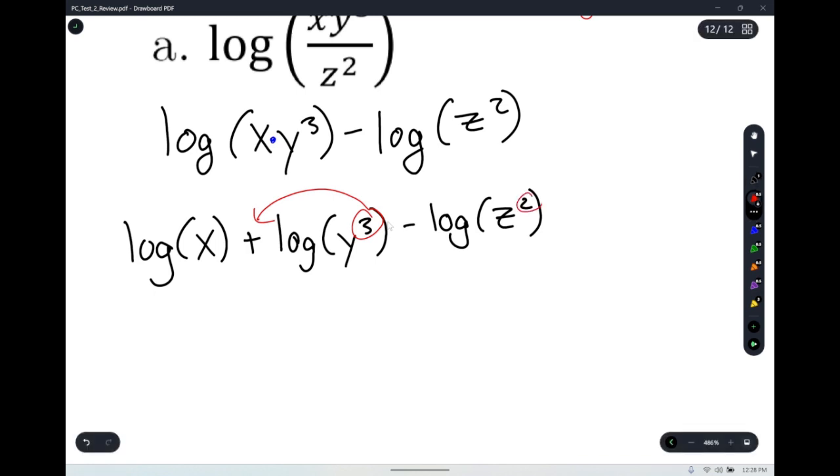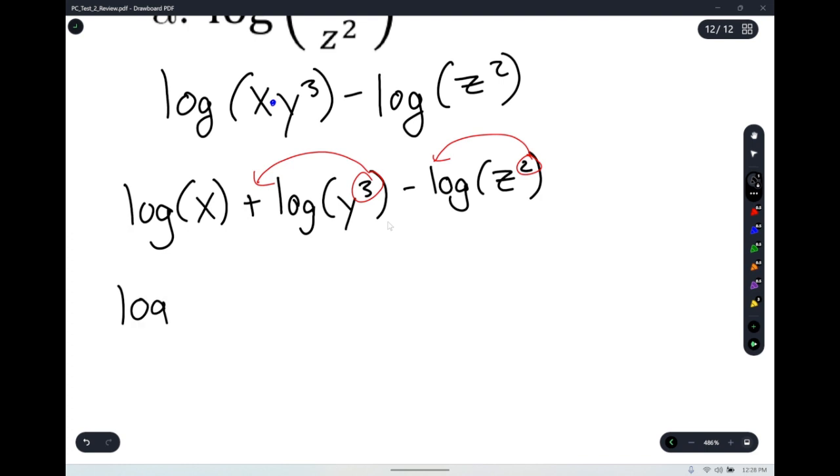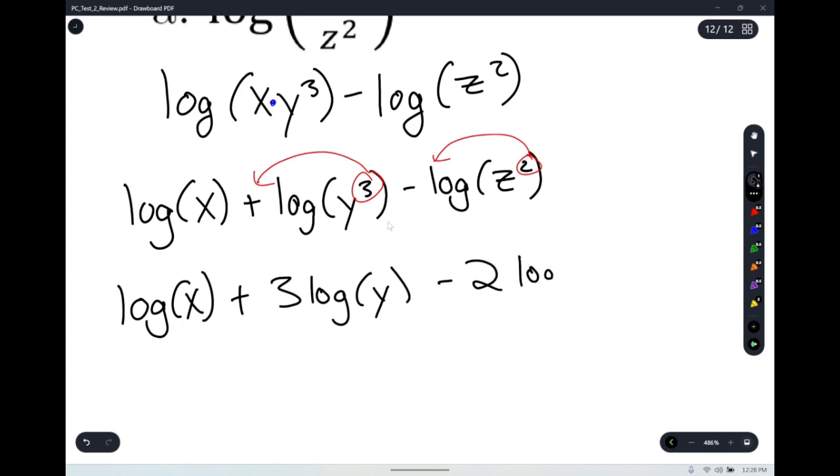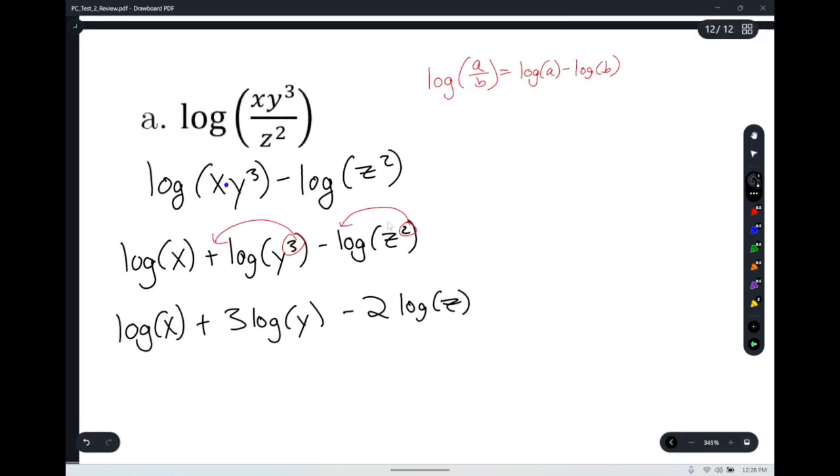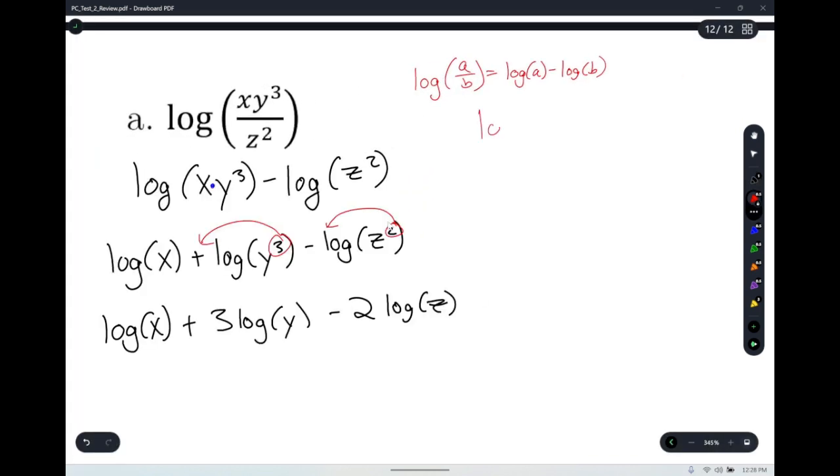So then doesn't that 2 also go to the front? Yes. So we end up with log of X plus 3 log Y minus 2 log Z. That might be my favorite type of problem we've done. Like that little puzzly stuff. I really like them. Wait, there's 2 more rules that we could write then.